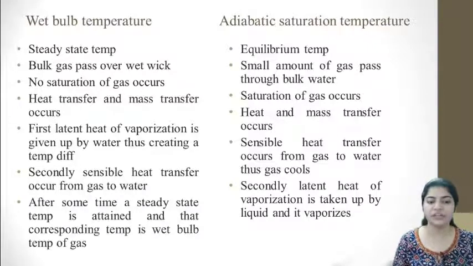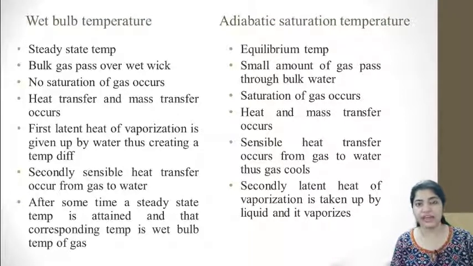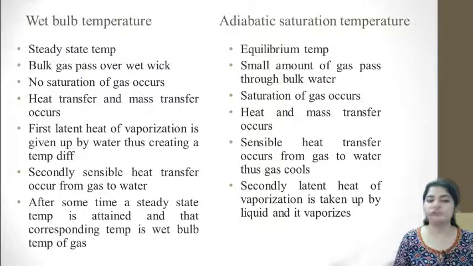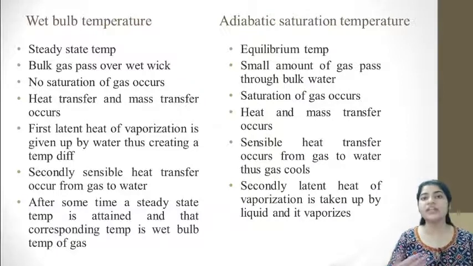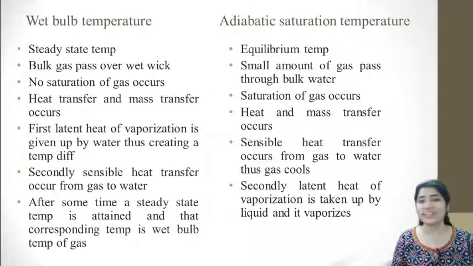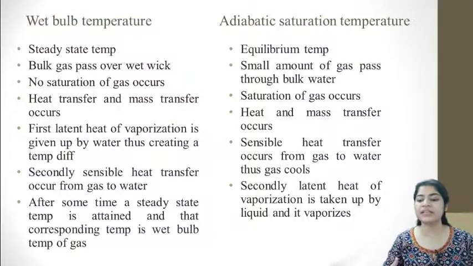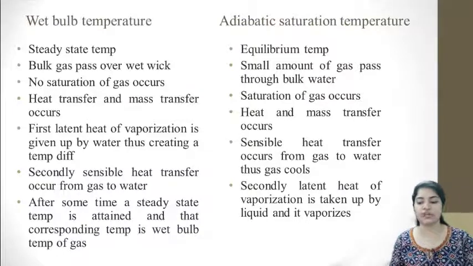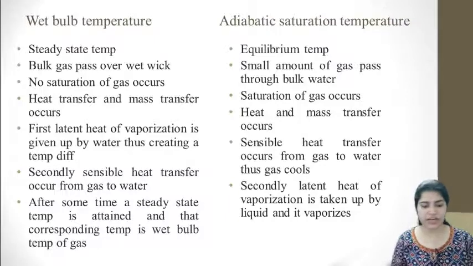In the wet bulb condition, saturation of gas is not happening, whereas in the adiabatic condition you are doing saturation; your gas gets saturated. Now in both cases, heat and mass transfer occur. But note down, in wet bulb temperature, first the latent heat of vaporization is given up by water, thus it creates a temperature difference. But in the adiabatic saturation condition, sensible heat transfer occurs from gas to water. Sensible heat is transferring from gas, hence your gas cools down.